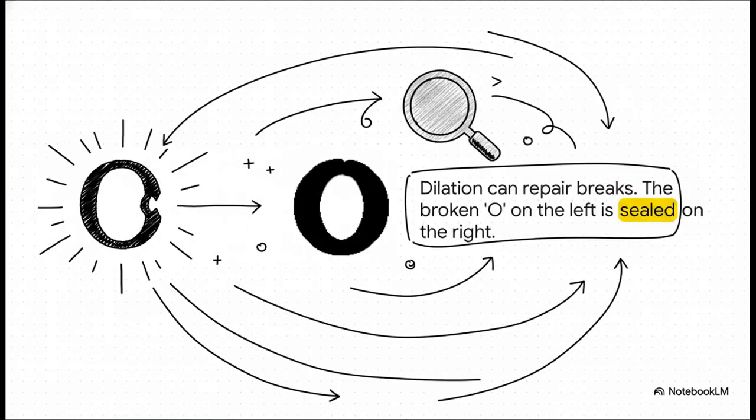So what's a real-world use for this? Well, you can fix things. Look at this letter O that has a break in it. By dilating the whole image, the edges on each side of that gap just grow towards each other until they touch, sealing that break perfectly.